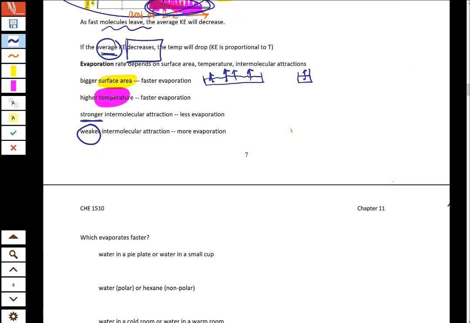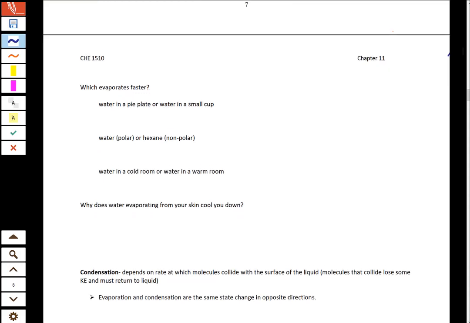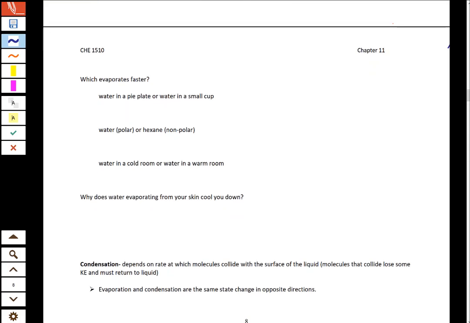So let's talk about what's going to evaporate faster. Water in a pie plate or water in a small cup? So what do you think? What does surface area do? So we're looking at faster. You should say the one with the larger surface area. Pie plates tend to be 9 inches in diameter. Small cups, definitely not 9 inches.